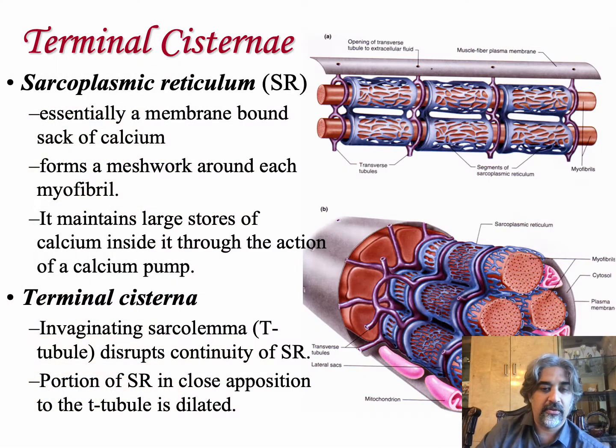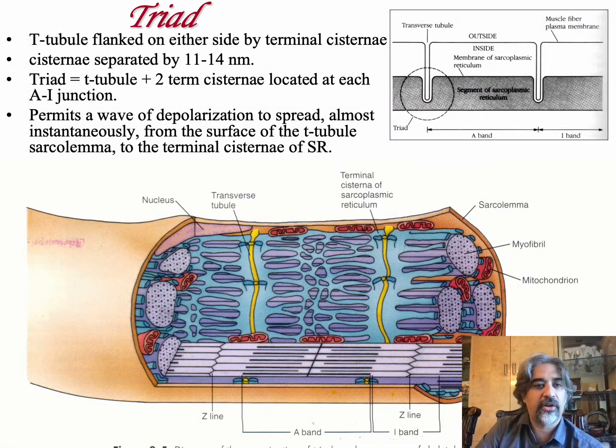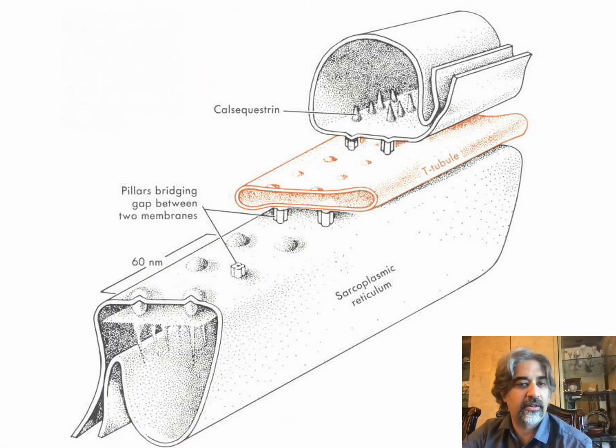And so these invaginations are sitting next to sarcoplasmic reticular sacs, and these are called terminal cisternae. So by having the depolarization come down here, it causes these terminal cisternae to release calcium, which is important for muscle contraction. A triad is basically a T-tubule flanked by two terminal cisternae. I just showed you that. Here's another cool looking picture of that.